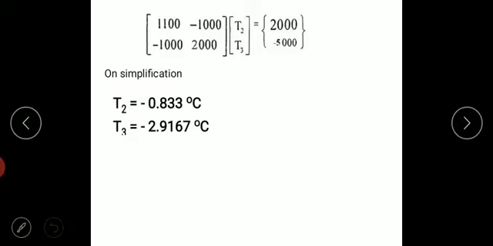Means without calculation, you have to observe the problem and then you can predict the solution. Means what? At node 3 definitely the temperature should be negative itself, it should not be a positive temperature, because the convection temperature is minus 5 degrees Celsius. Fine. Okay, next we shall move on to the next problem.